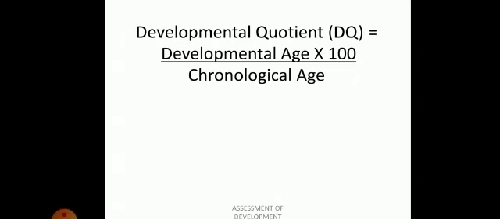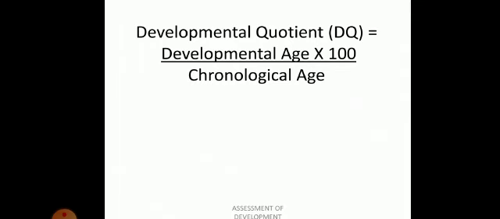Another good part that we need to understand is the developmental quotient, also known as DQ. Like we have IQ, intelligent quotient, and EQ, emotional quotient, in the same way we have DQ, the developmental quotient. What is that? It is developmental age multiplied by 100 divided by chronological age.